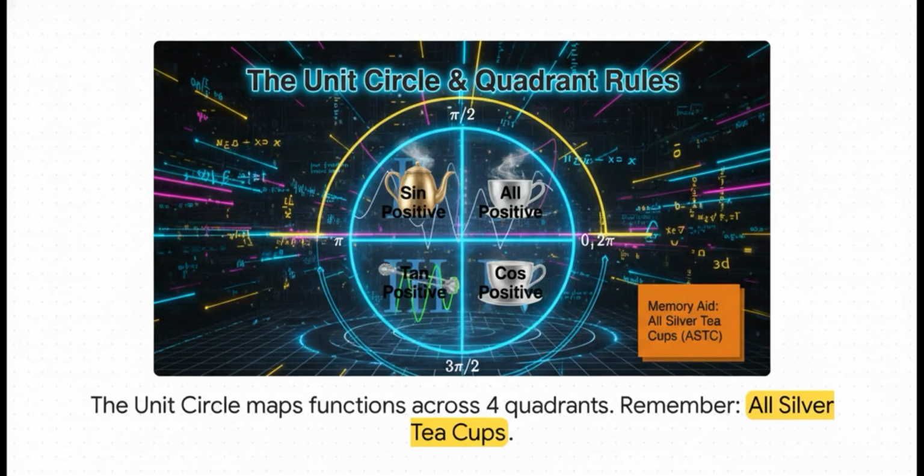And that more powerful tool is the unit circle. This is brilliant. Instead of thinking about side lengths, we now think of sine and cosine as the y and x coordinates of a point on a circle. That one little shift lets us define them for any angle you can imagine. And to keep track of whether the values are positive or negative, we use a simple trick for the four quadrants, A, S, T, C. Just remember, all silver teacups going counterclockwise. It tells you which function is positive in each quadrant. All, then sine, then tangent, and finally cosine.